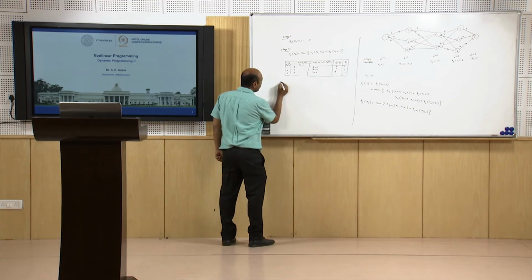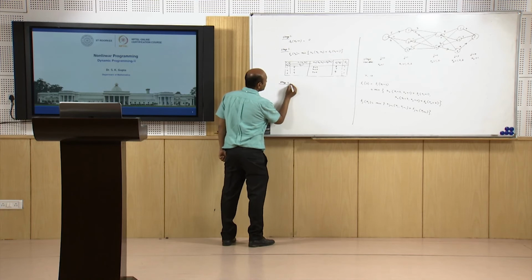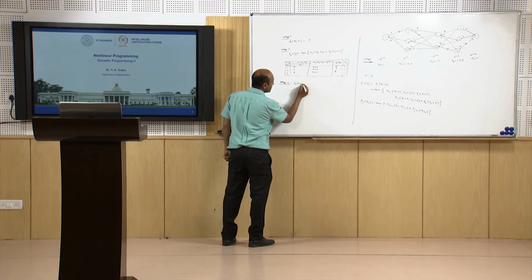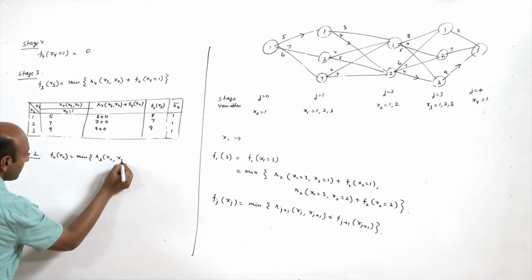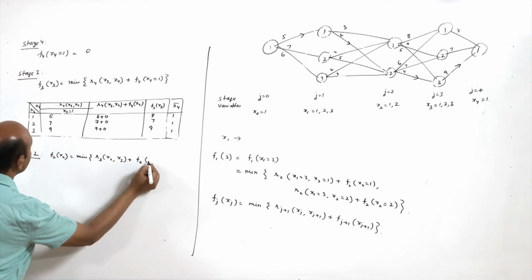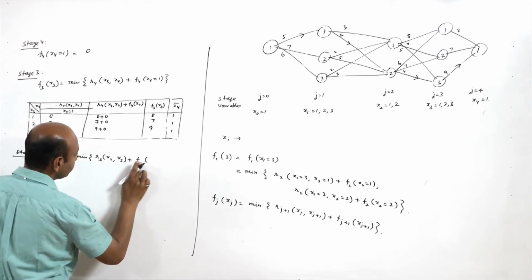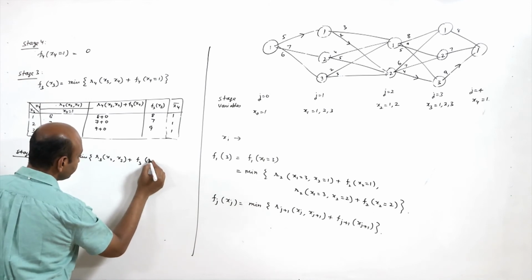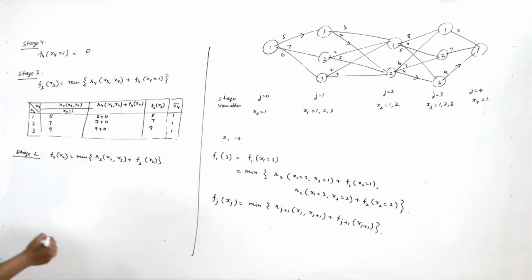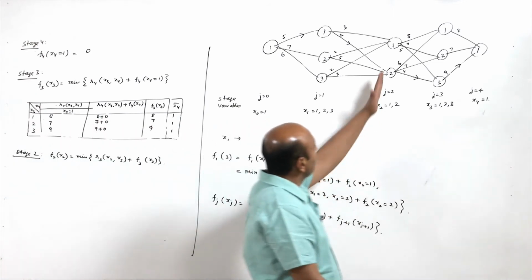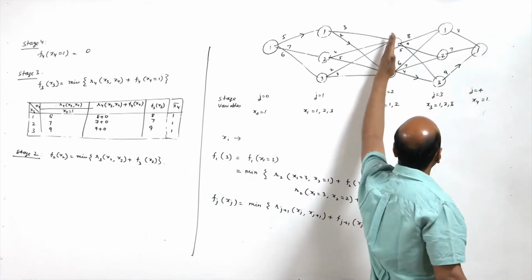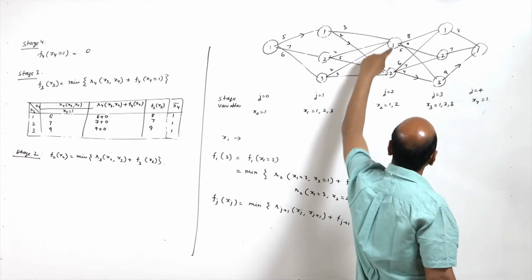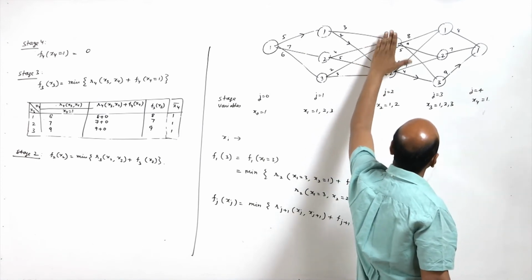Now we go to stage 2. Stage 2 means f2 x2, which is the minimum of r3 x2 x3 plus f3 x3. Stage 2 means from here to here. That means you vary these two nodes and find out the minimum from this stage to this stage.